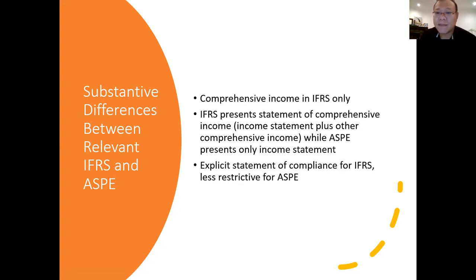Comprehensive income, okay? That's a term only used for IFRS, not for ASPE. So that's one of the substantial differences between IFRS and ASPE. In ASPE, they only report profit or loss, the income statement. The comprehensive income concept is only relevant under IFRS.